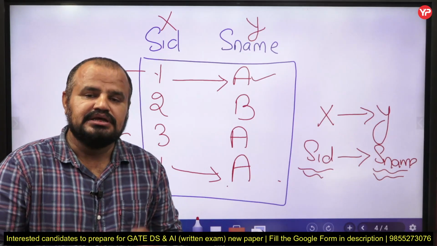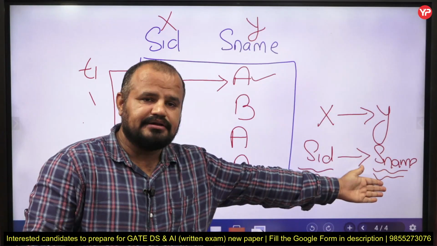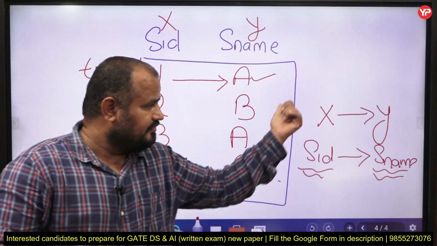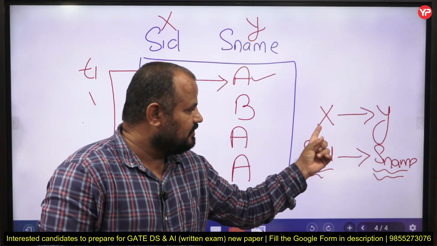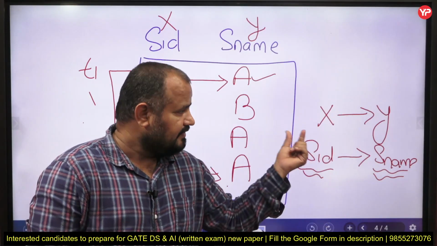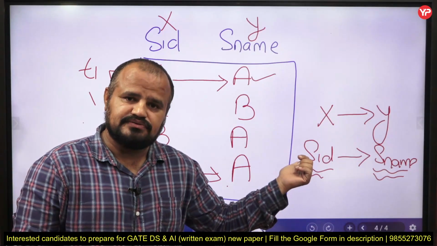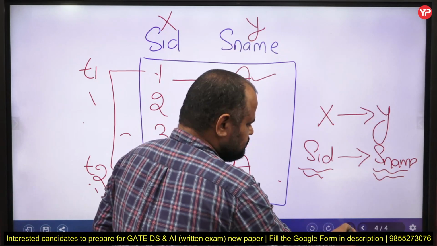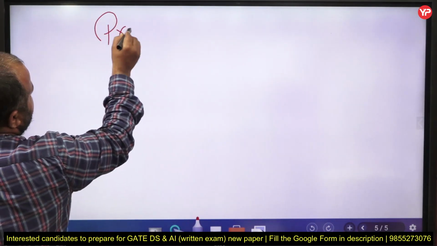Fine, my dear students. So then I can say with the help of x, I can uniquely determine y, or y is uniquely determined by x. Fine, that is the meaning of x arrow y: x functionally determines y, or y is functionally determined by x. Now we have some properties of FDs.